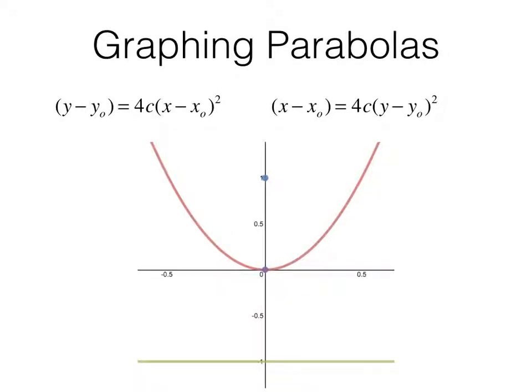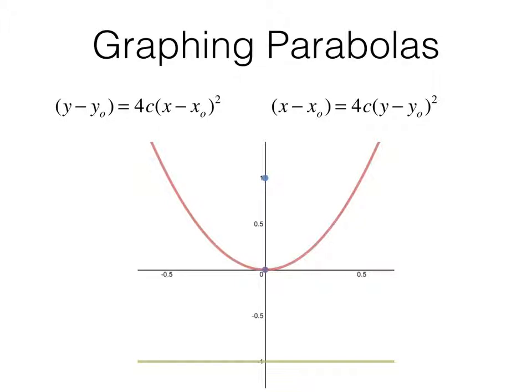Here we're going to graph the conic section of parabolas. The parabola equations can look like either of these two forms. y minus y sub 0 equals 4 times c times (x minus x sub 0) squared, and x minus x sub 0 equals 4 times c times (y minus y sub 0) squared.